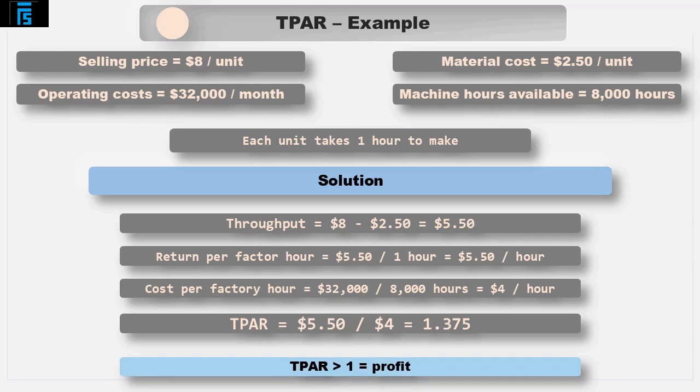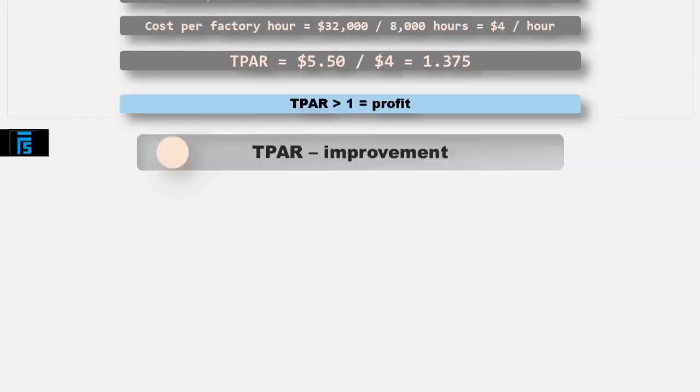As this is greater than 1, we will make a profit if we make this product. We could see this by simply looking at the respective return and cost per hour figures. The revenue is higher than the cost, so we must make a profit on this product. The ratio is important for ranking products in multi-product decision-making processes.